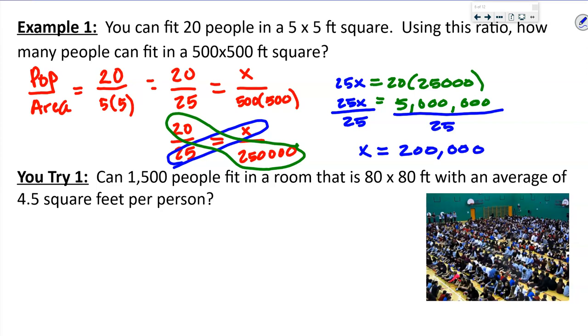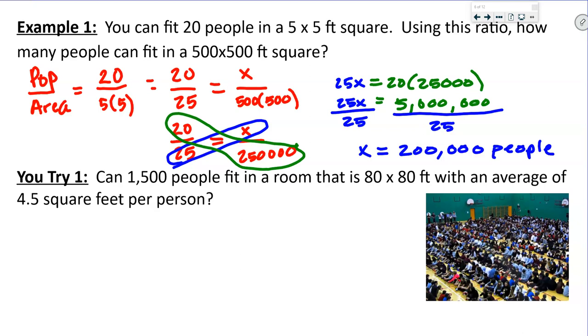Basically, based on the ratio that we found, 20 people within a 5 by 5 square, we used this ratio to find out how many people will fit in a 500 by 500 square, and that's 200,000 people. This next problem, I would like you guys to go ahead and attempt it and then come back to me when you're done.